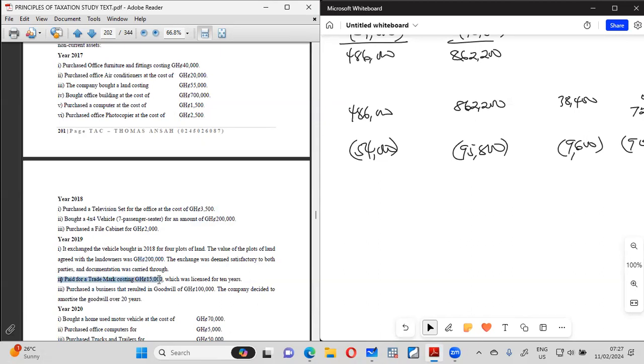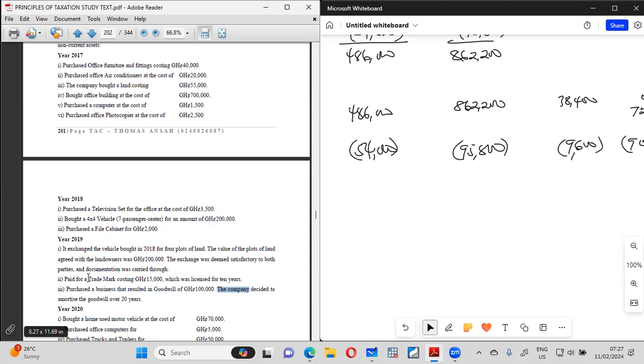Paid a trademark of 15, license for 10. You know that that is class 5. All right, so that is that. Purchase a business that resulted in goodwill of 100,000. Then the company decided to amortize the goodwill for 20 years. So this one is another thing that has come in, which is goodwill, an intangible asset. So this one is a purchased goodwill. All right, we call this one a purchased goodwill.